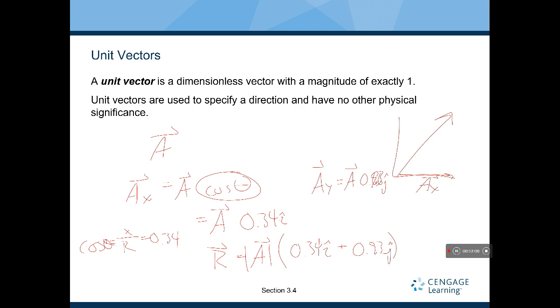So is I hat always like the x-axis? Correct. I hat's x-axis, j hat's y-axis, and k hat is going to be z-axis. And yes, you will be dealing in 3 dimensions a little bit.